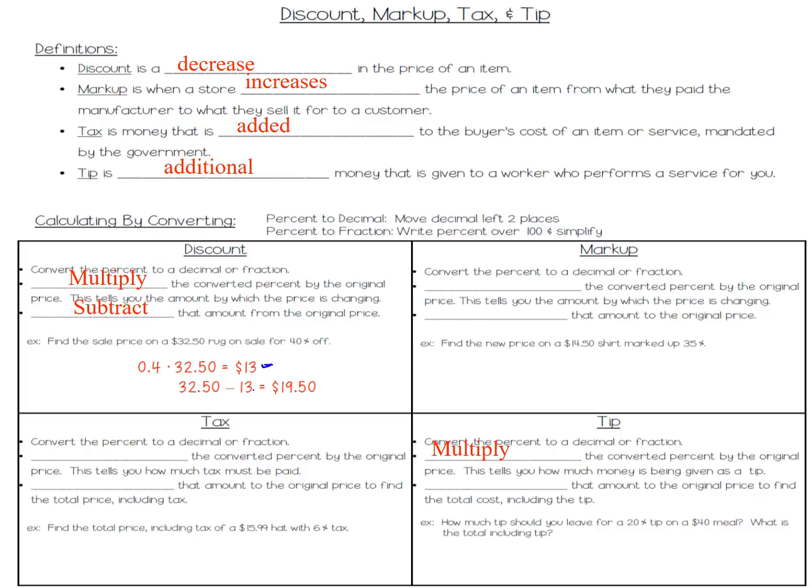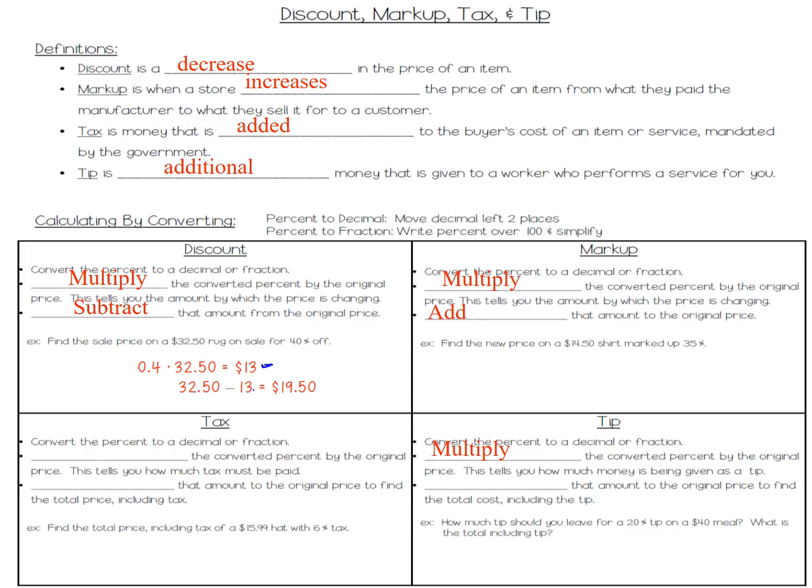All right. On markup, you have to convert the percent to a decimal or a fraction, but we focus on decimal, and we multiply the converted percent by the original price. This tells you the amount by which the price is changing. Then we add that amount to the original price.